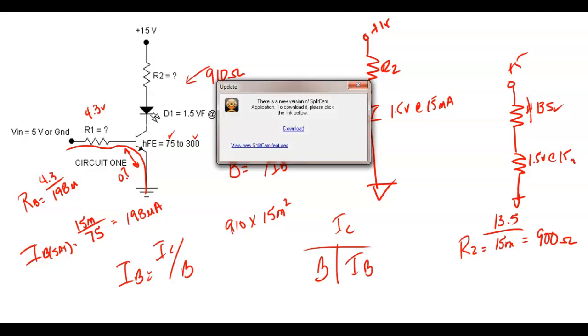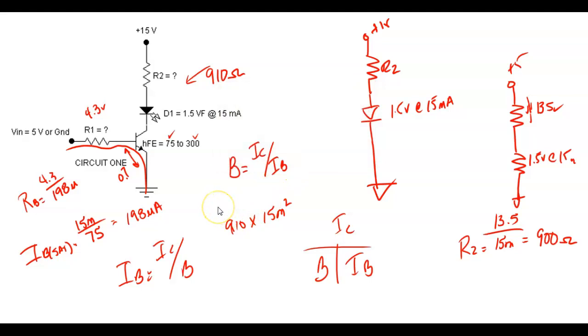So I'm using like 198 microamps to control 15 milliamps. So I'll put a 0 over here. The transistor, we have no base current. If you have no base current, we have no collector current. Transistor cuts off and the diode goes off.